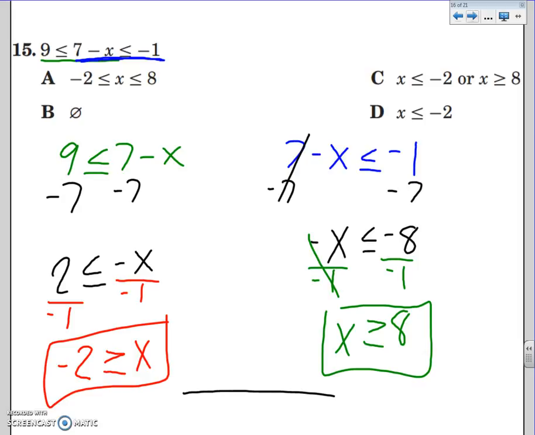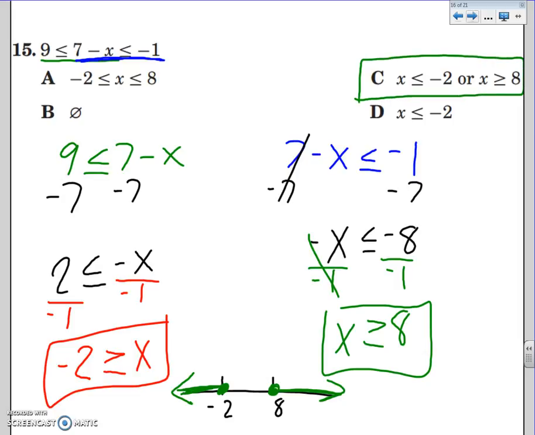Let's do this. Let's put 8 here, negative 2 here. X is smaller than or equal to negative 2. So solid this way. Over here, x is greater than or equal to 8. This is an OR statement. Remember, ORs separate. They go to outsides. If you see both of my answers right there, this is not A because I can't combine like that. That would be the middle between negative 2 and 8. B means no solution, and D is just one of them. Make sure you solve each one separately.